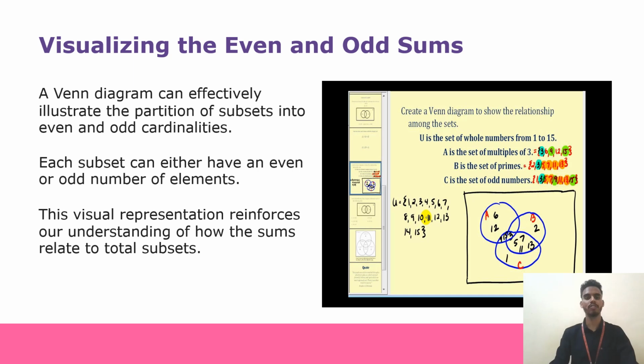In this slide, we can see the visualization of even and odd sums. The Venn diagram can effectively illustrate the partition of subsets into even and odd cardinalities. Each subset can either have an even or odd number of elements. This visual representation reinforces our understanding of how the sums relate to total subsets.